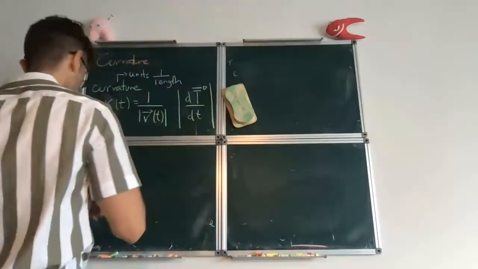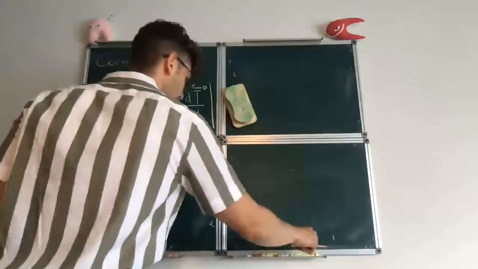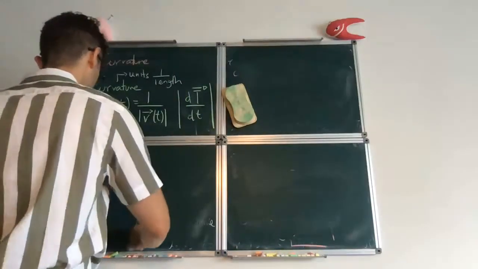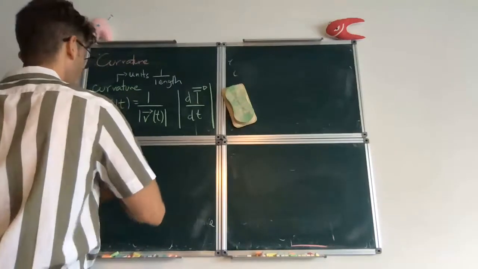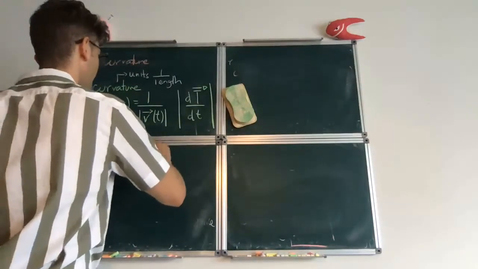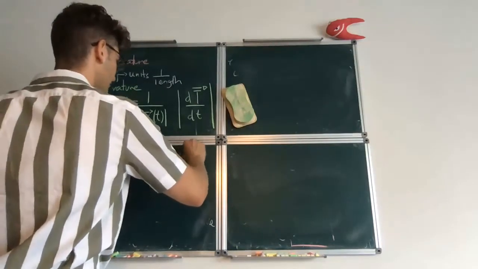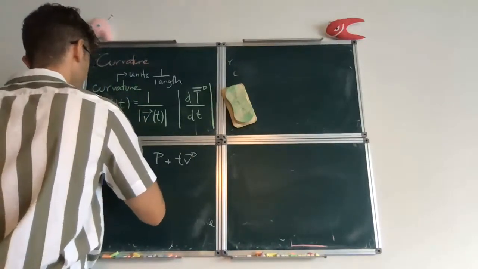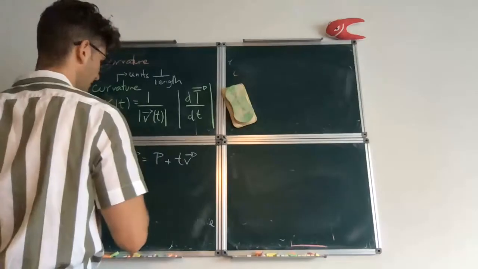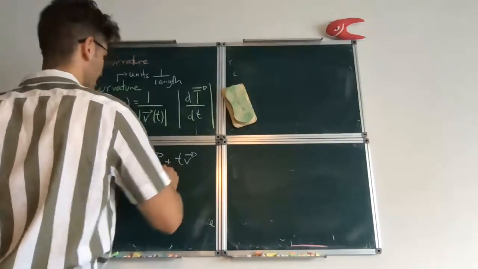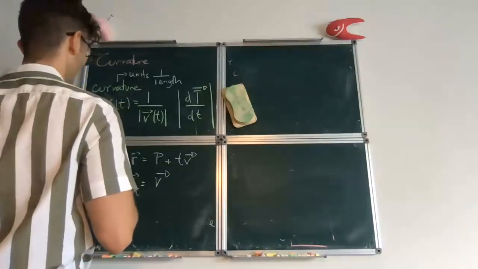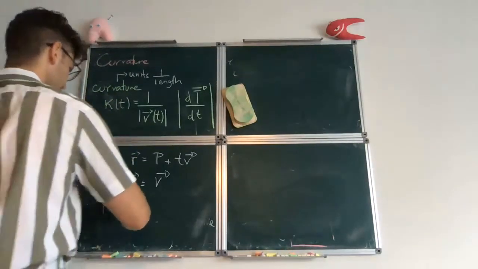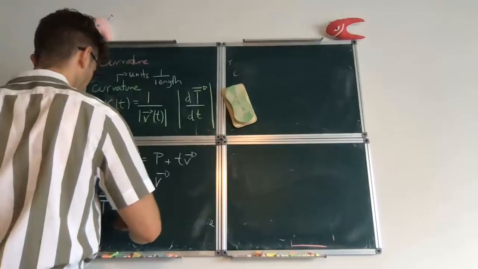So what's the case of a line? On lines, it's very easy. The equation of a line, remember, is a point plus t times a vector, which is a velocity vector. So dr/dt is just v, not surprisingly. And then the tangent vector, remember, is velocity over the speed.